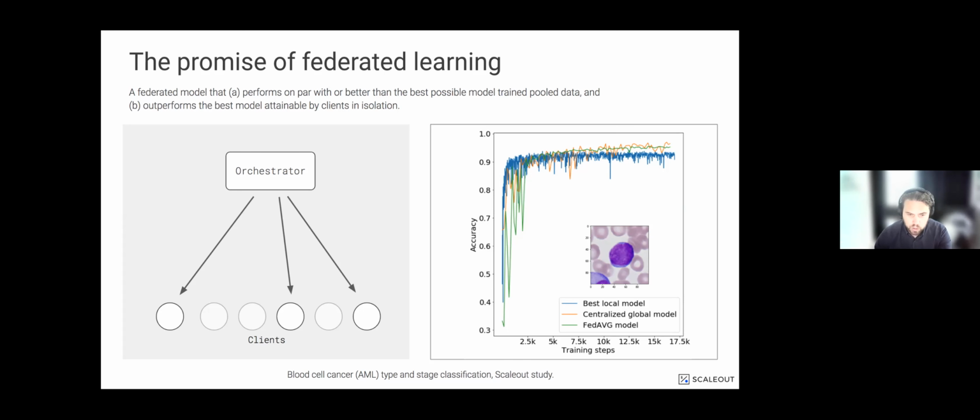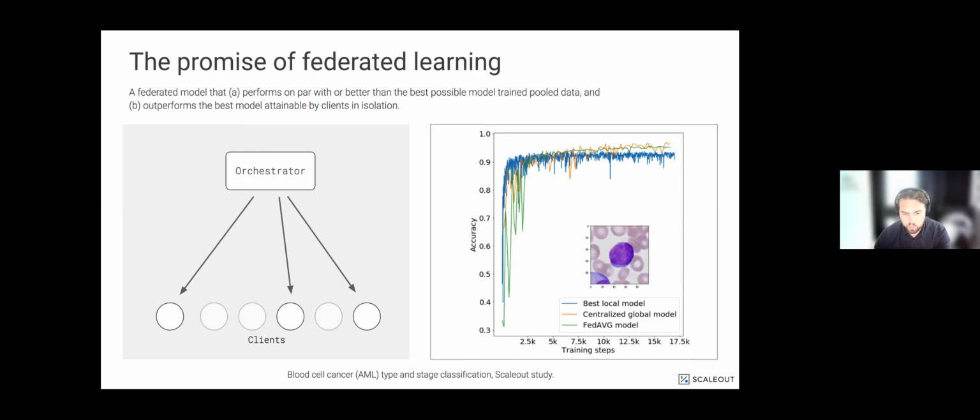But more importantly, we want to outperform the best model that we could attain in isolation. And that's the more realistic situation. But in research, we look at both of these things. So a typical example, you see in the figure to the right, and this is the model that we're going to work with in the hands-on as well.